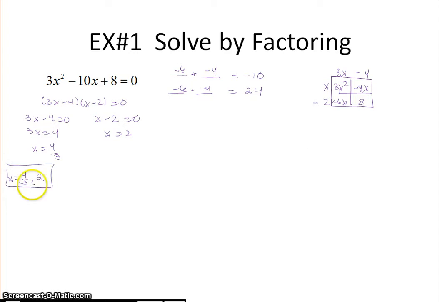So we can check. To check, you just take your number and you plug it in. So for example, if we want to check 2, you plug it in and you get 4 times 3 is 12 minus 20 plus 8. So when I plugged in 2 for x, 12 minus 20 plus 8 does equal 0. So it checks out. Same thing would work with 4/3. So you can always check to verify you got the correct answer.